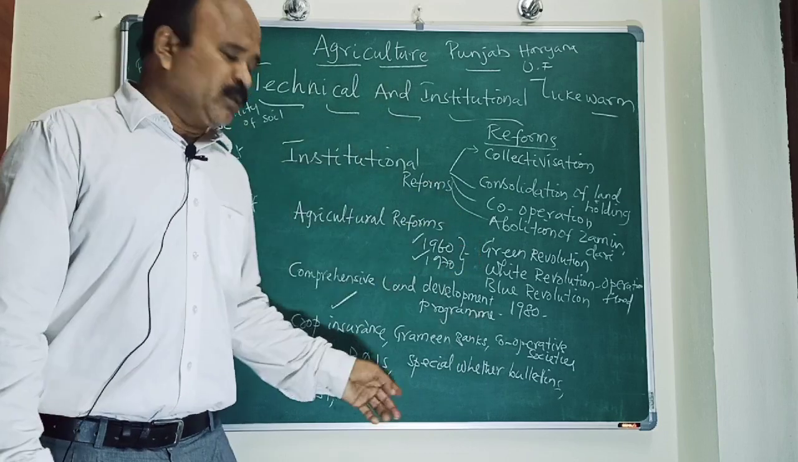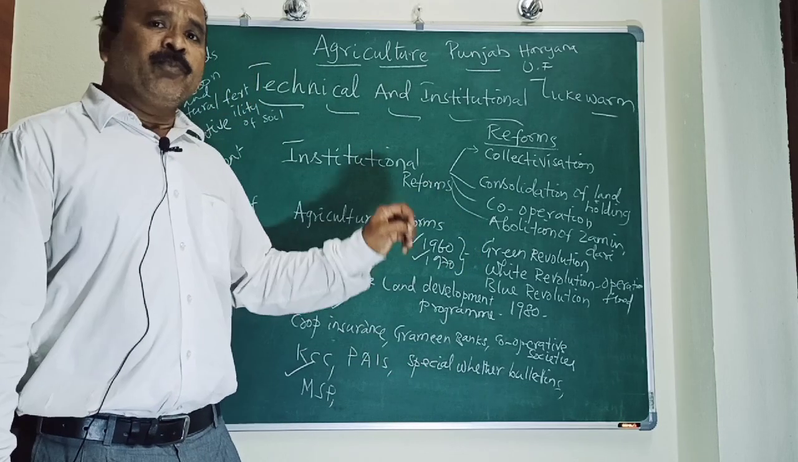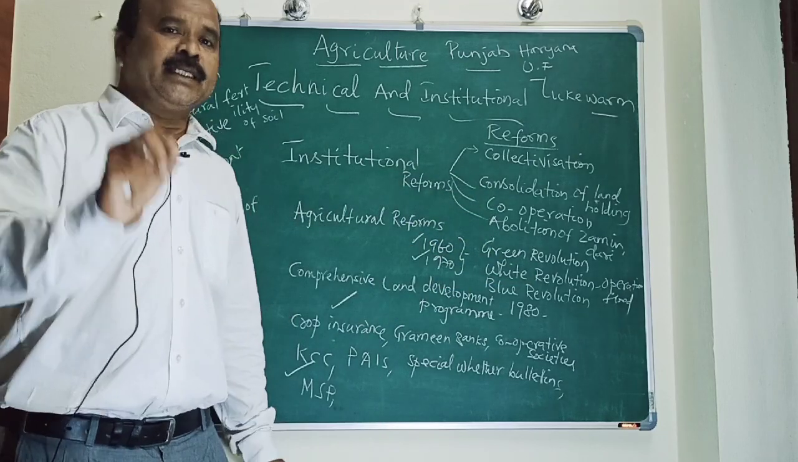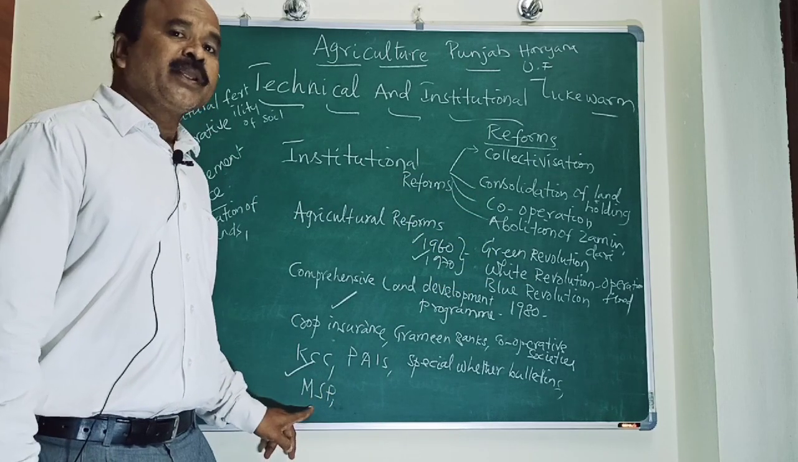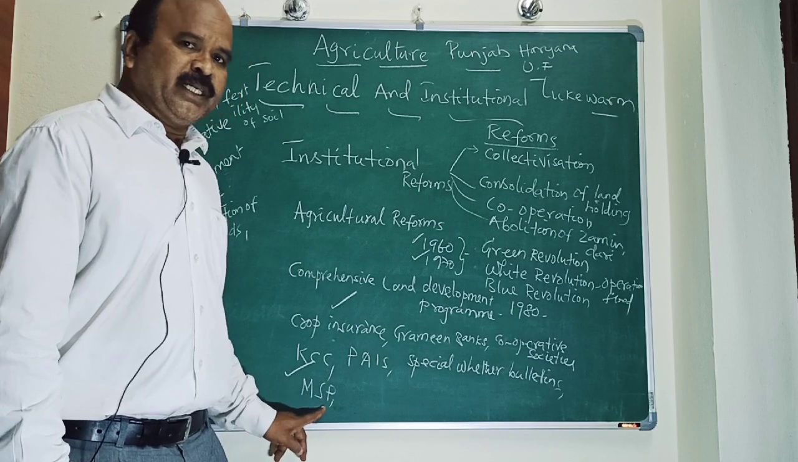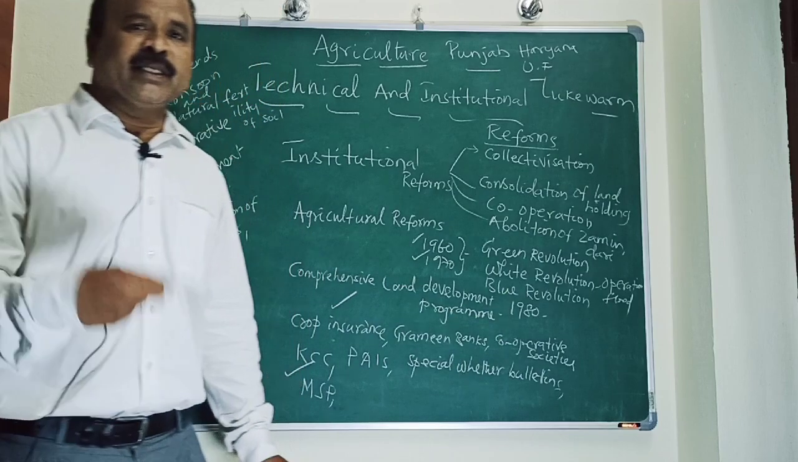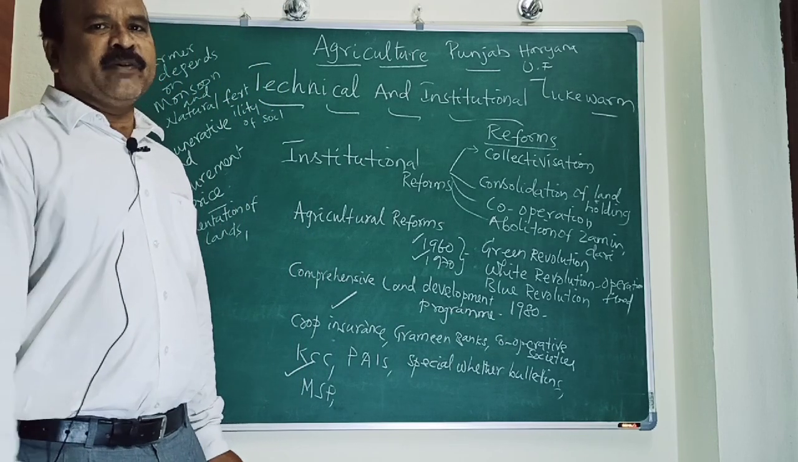So to avoid this middleman role and farmers being cheated, they have introduced this system, MSP, minimum support price, remunerative prices and other things. So in this way, farmers are getting more benefits.